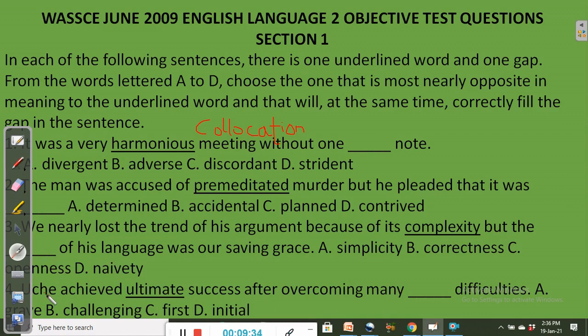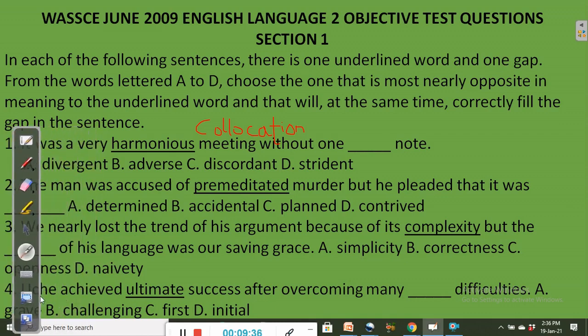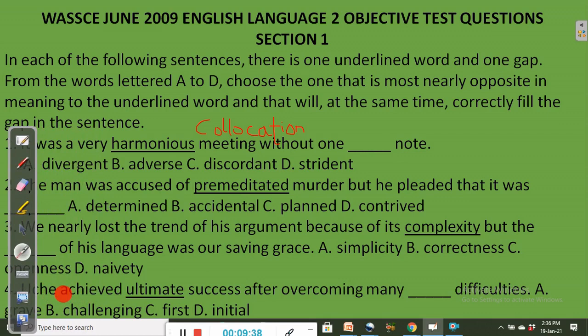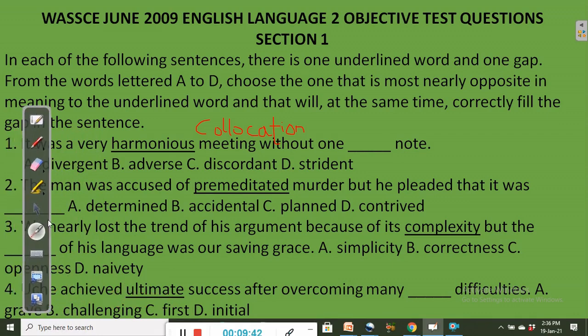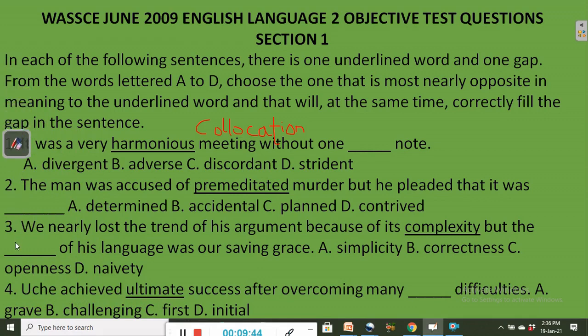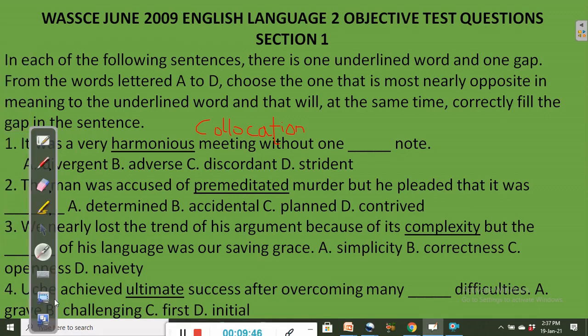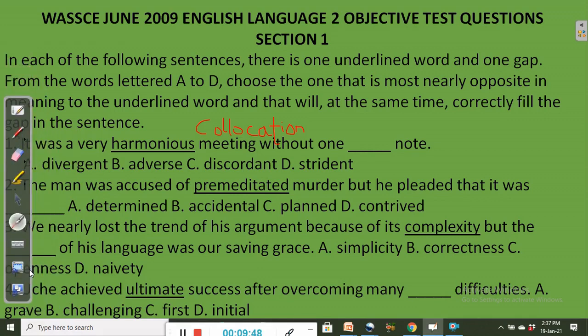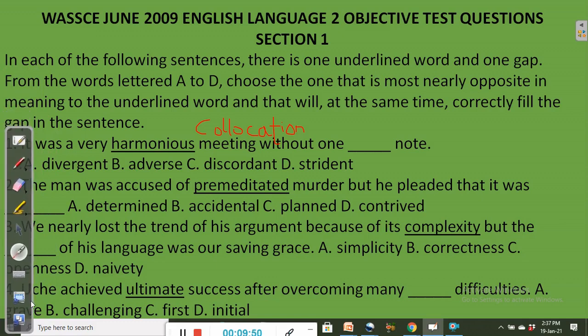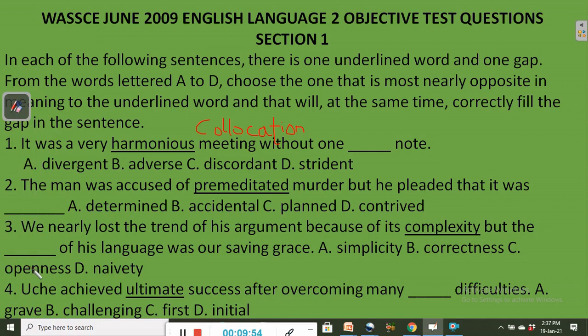Question number 4. Uche achieved, let's move this, if we can move this a little bit up, all right, let's just move it a little bit up. Okay, let's leave it, and then we'll come back to it.